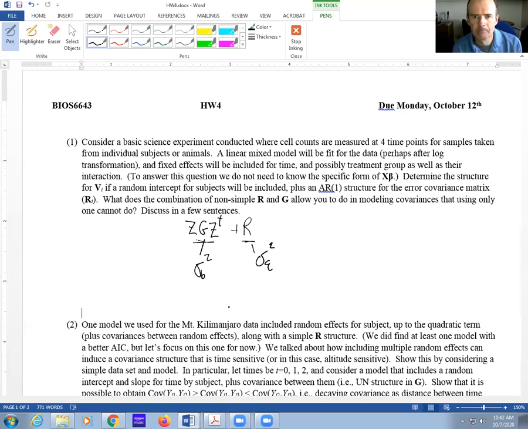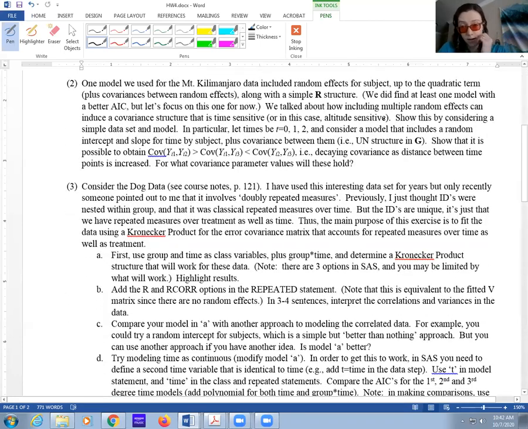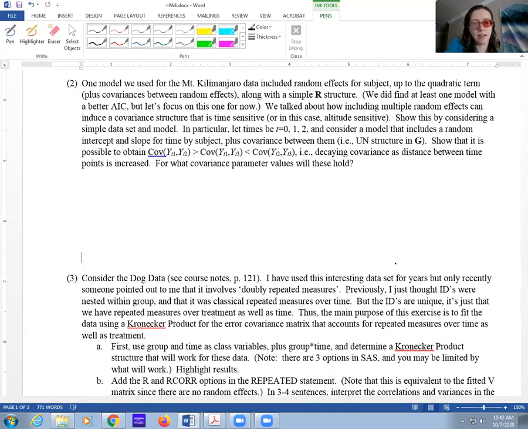Anything else? We're ready to move on from 1. I have questions on 2. Okay. So in this one, my thought is that we have to treat time as a class variable only in order to use a random slope for it. Yeah, let me get my bearings straight on this one.